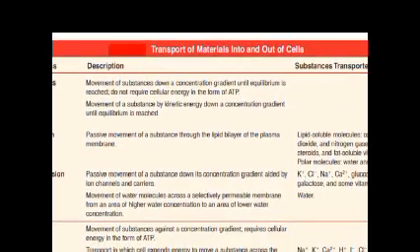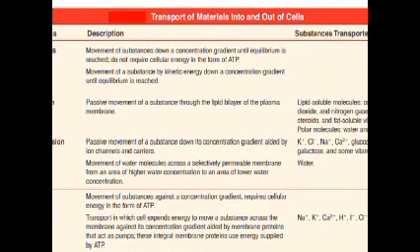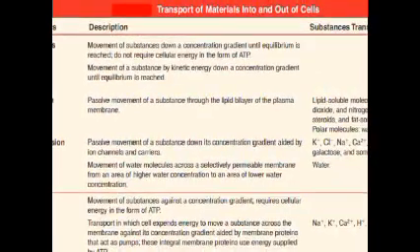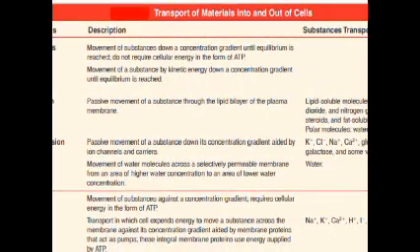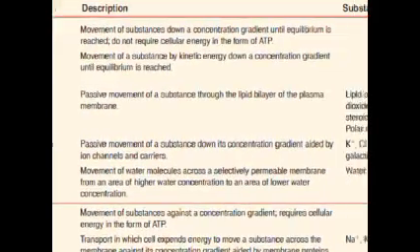Transport of materials into and out of cells. Transport process, description, substances transported. Passive transport: movement of a substance down a concentration gradient until equilibrium is reached. It does not require cellular energy in the form of ATP. Movement of a substance by kinetic energy down a concentration gradient until equilibrium is reached.